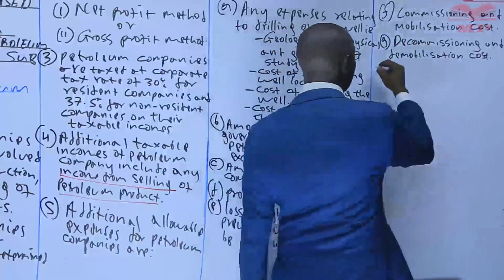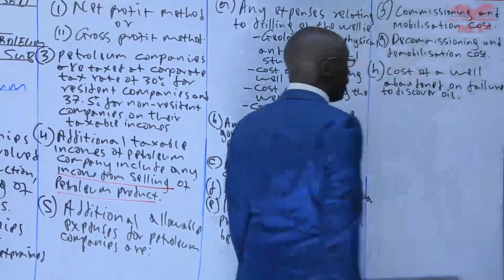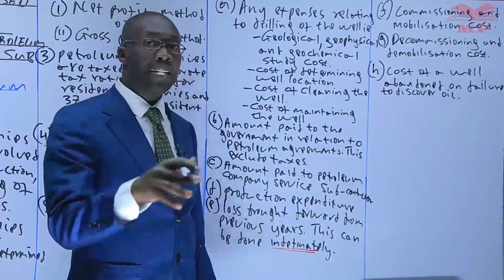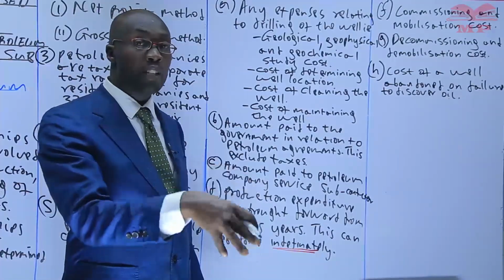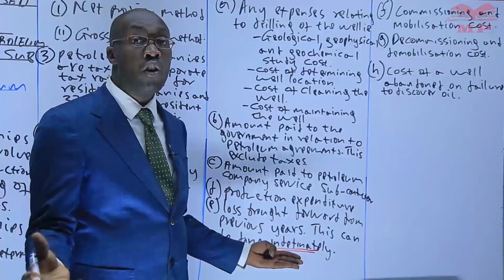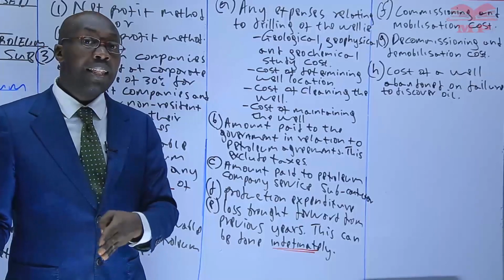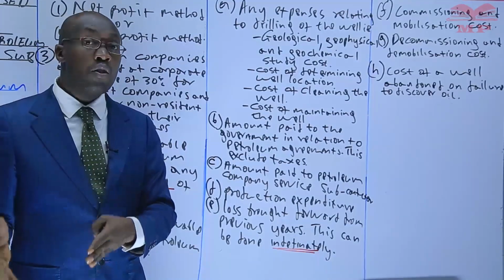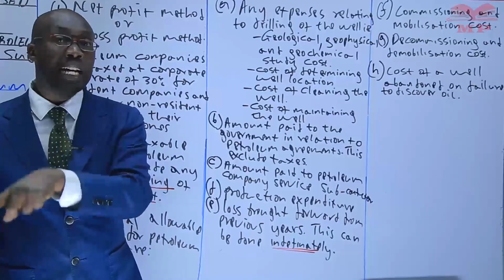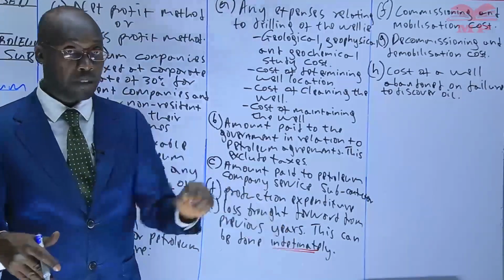Another one, it is the cost of a well abandoned on failure to discover oil. A petroleum company can sink a well with the intention of getting oil. It incurs costs. And then it realizes that once they get down there, there is no oil. So they have to move to another area where they try to sink another well to look for oil. That well produces oil. So what you are saying is that the cost that was incurred to sink the first well can be transferred to this one that has been sunk and produced oil. So before we tax the income from that oil, we deduct the expense from the previous well.